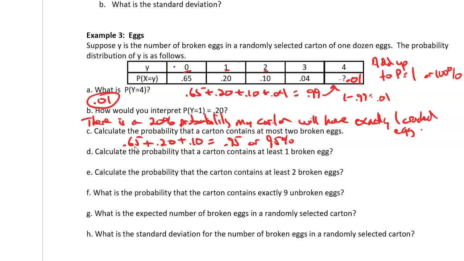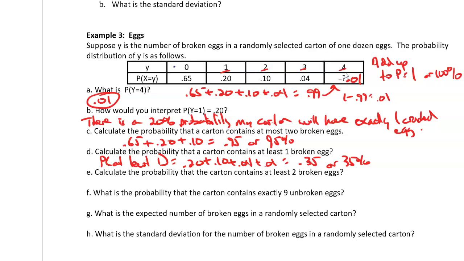Okay, what about at least 1 broken egg? So let's erase that. And so at least 1 would be 1 or more, right? So everything after 1. So this one, this one, this one, and this one. So the probability of at least 1 would be 0.20 plus 0.10 plus 0.04 plus 0.01. So that's 20, 30, 35, 0.35 or 35% would be my answer on that one.